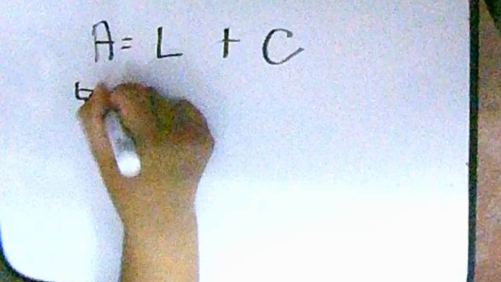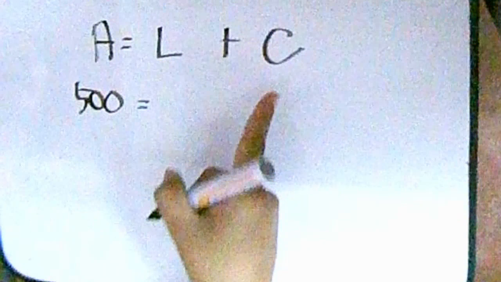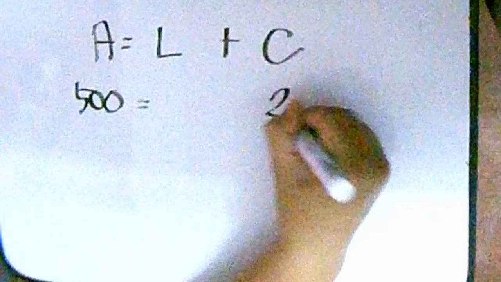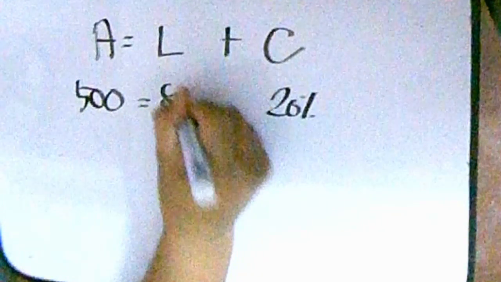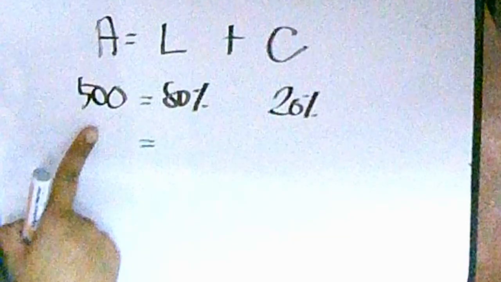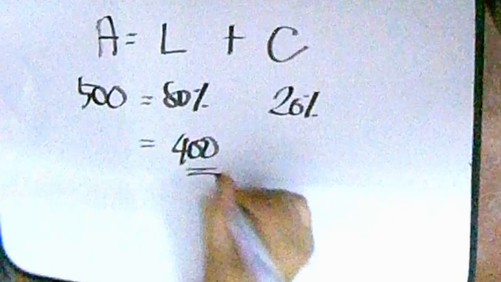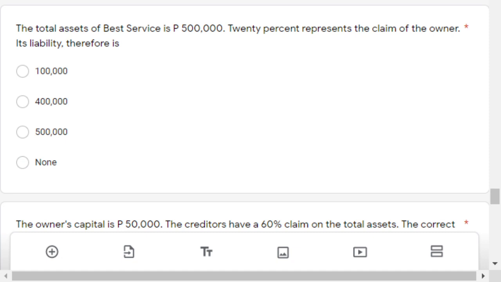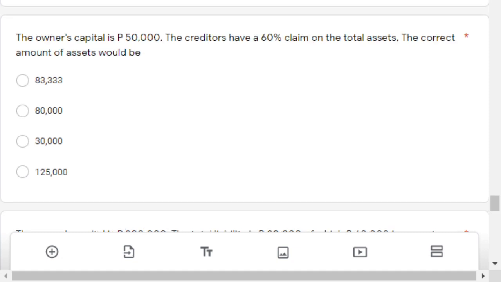And then yung claim ng owner is the capital. 20% daw ito. Ibig sabihin yung liability natin is 80%. So, since liability lang naman yung tanong, compute natin 500,000 times 80%, that is 400,000 pesos. Yan, 400,000 pesos.